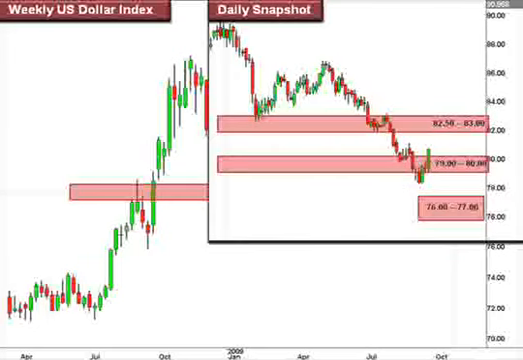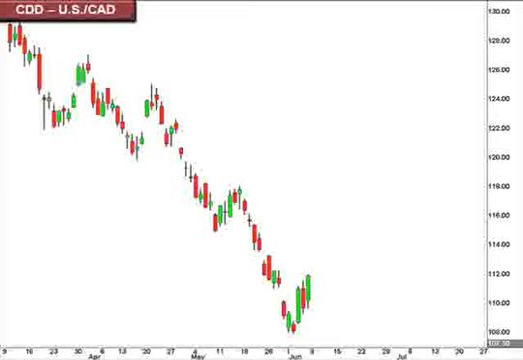Quick look at our daily snapshot conveys the extent of the downside move that has taken place over the last several weeks, with that 82.5 box being an important resistance level to any upside move. With that in mind, let's take a look at the first of our ISE FX options pair values, the CDD.